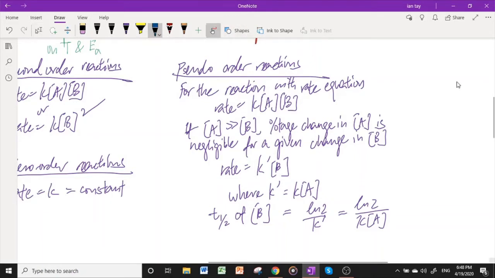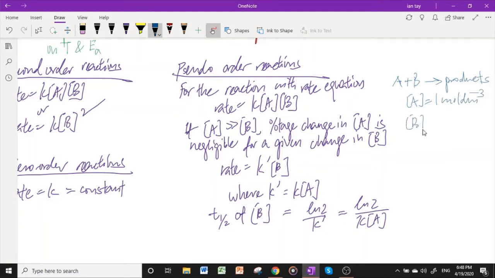So let us take a look at an example. A reacts with B in a 1-to-1 ratio to form the products. It does not really matter what the products are. So let's say the concentration of A equals 1 mole per dm cube.